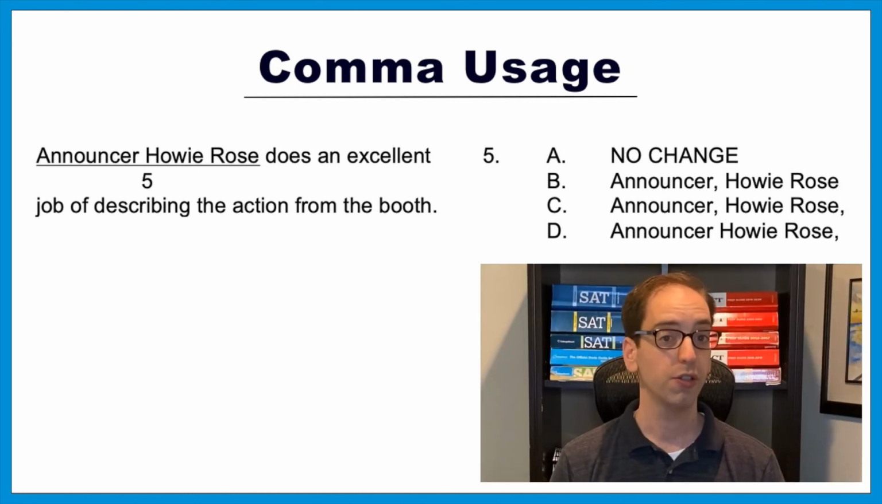The question is, do we need his name? Well, let's read it without. Announcer does an excellent job of describing the action from the booth. That doesn't make sense. We need his name. That means that we can't use commas to separate anything. It's fine the way it is. The answer is A. So, there's no hard and fast rule about how to separate a person's name. Sometimes it's information that you need. Other times, it's not. You have to take it on a case-by-case basis.